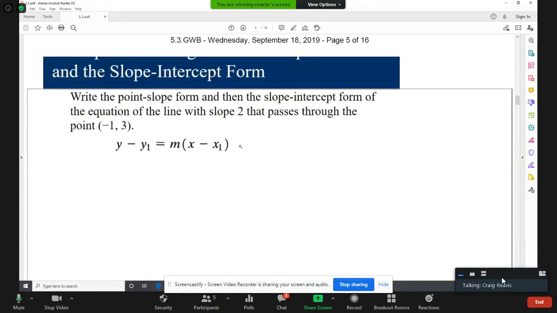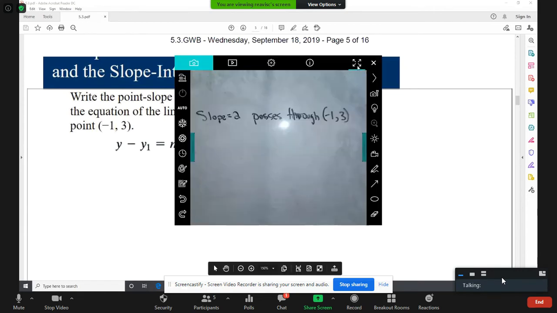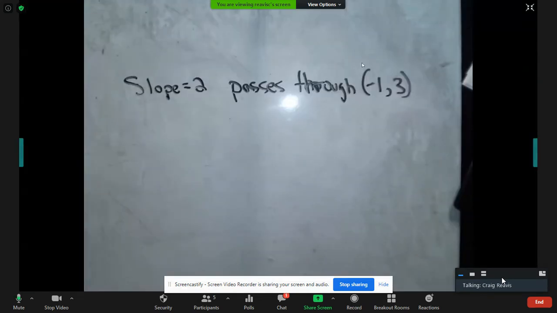All right, so here's how this is going to work. We're going to write the point slope form, and then the slope intercept form of the equation of a line with a slope of 2 that passes through the point (-1, 3). So we want to write the equation of the line that has a slope of 2 and passes through the point (-1, 3).